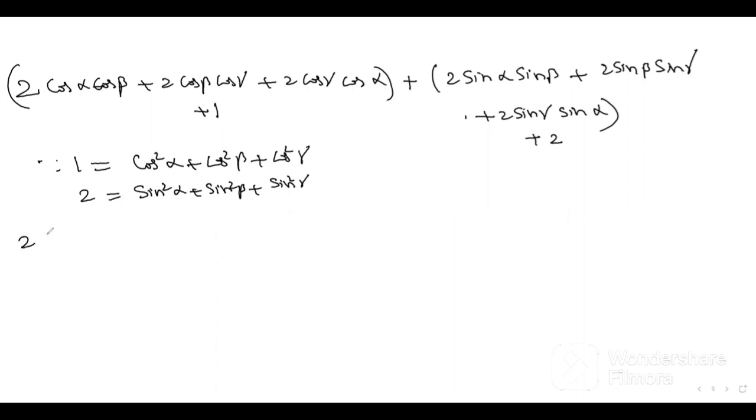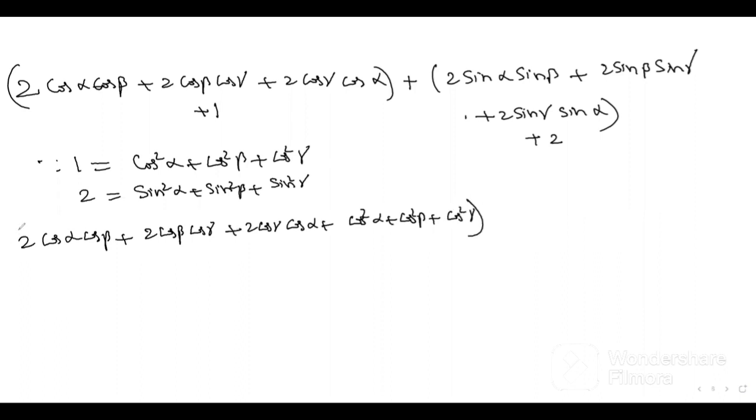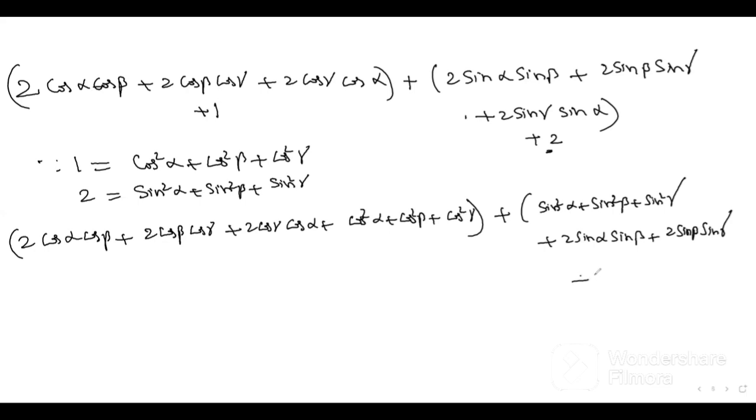Next, continuation: 2 cos alpha cos beta, 2 cos beta cos gamma, 2 cos gamma cos alpha, plus cos square alpha plus cos square beta plus cos square gamma. Plus here this 2 placed on the right: sin square alpha plus sin square beta plus sin square gamma, plus 2 sin alpha sin beta, 2 sin beta sin gamma, 2 sin gamma sin alpha.